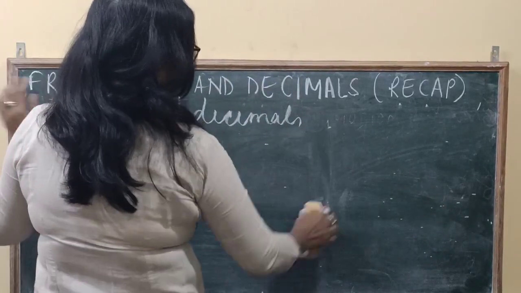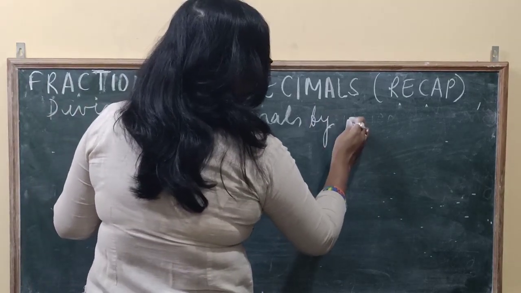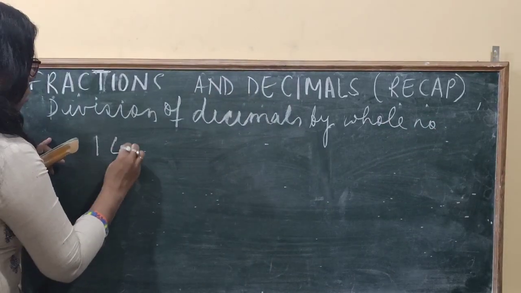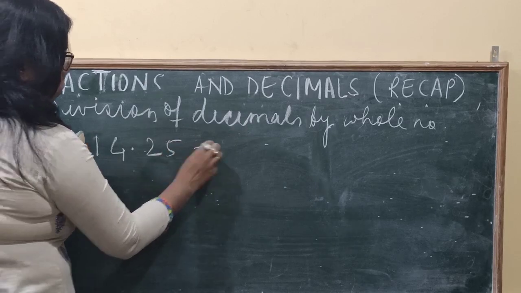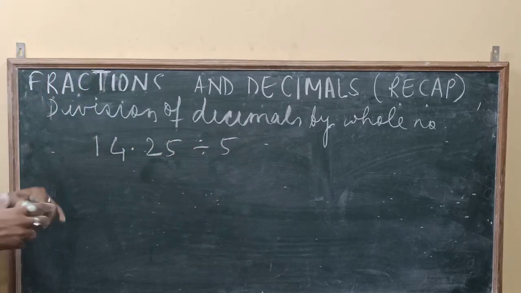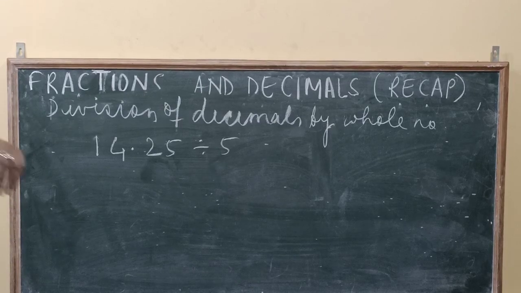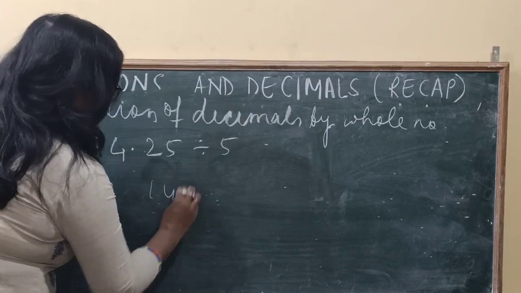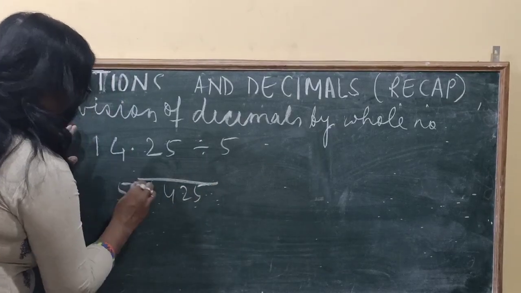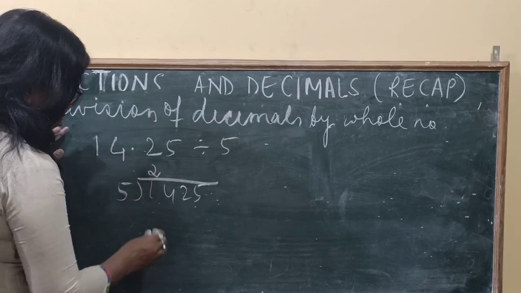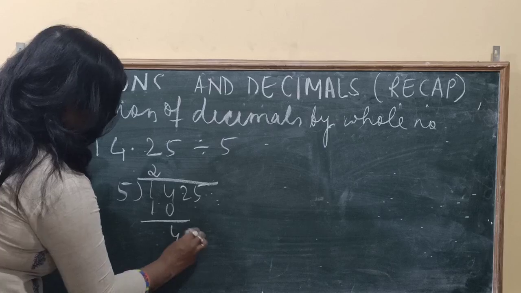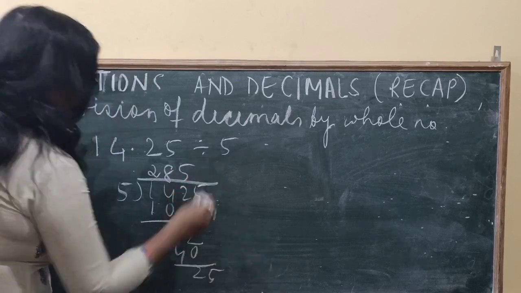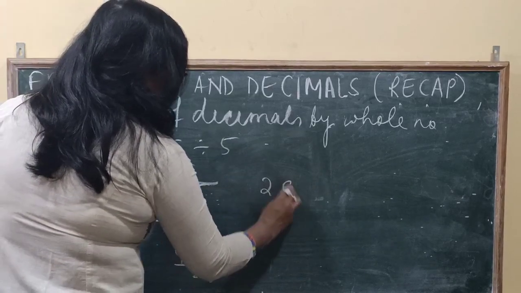And when we are dividing a decimal by another whole number, then let us take 14.25 divided by 5. So we will divide as it is by 5 like a whole number and put the decimal place. So 1425 divided by 5, 5 2s are 10, 8, 5. So the answer comes 285.